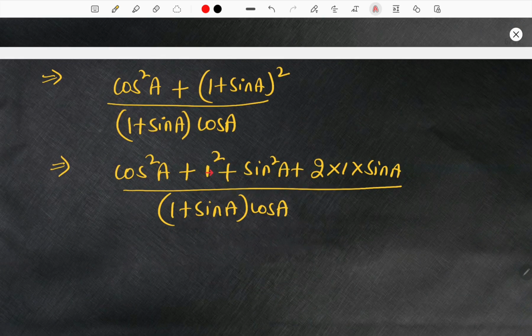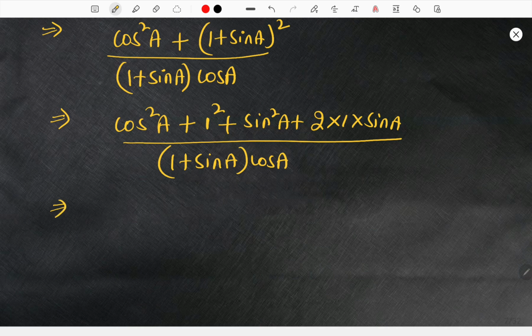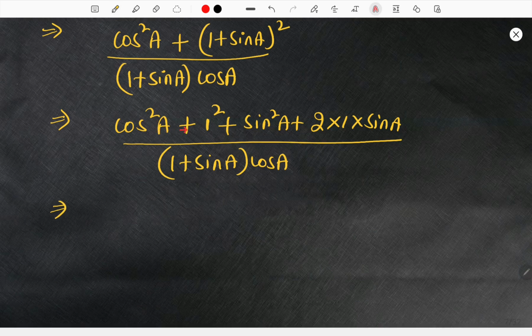Alright, so already somewhere we'll get 1 square, 1 is there, and cos square A plus sin square A, 1 more we'll get. And this divided by cos A is there, which means this can be converted into secant A. These are some of the tricks which you will get with practicing. Now look at this, cos square A plus sin square A. Let me write that on one side. So I will write it as cos square A plus sin square A.